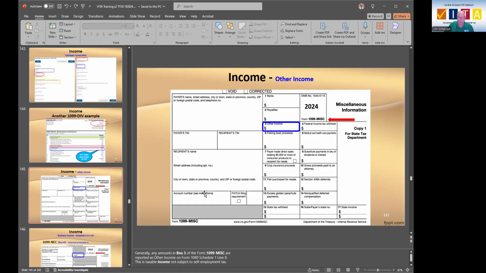So right here under the miscellaneous, we'd have rents and royalties. I told you a minute ago that royalties, if they come on a 1099-MISC, we can enter that, and that'll go on a Schedule E. That's the only time we're going to prepare a Schedule E. Often you'll see this like other income. Here's an example.